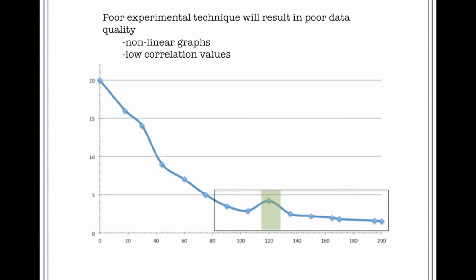Poor experimental technique will result in poor data quality. This can be observed in nonlinear graphs and/or low R values, meaning that points of your data do not correspond to the rest of the data.